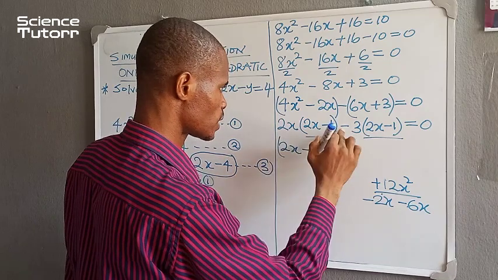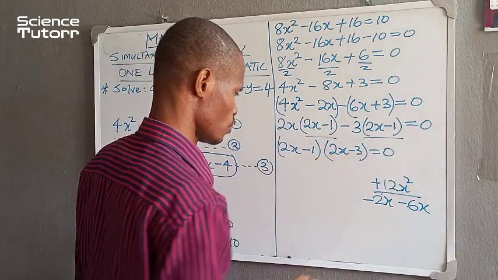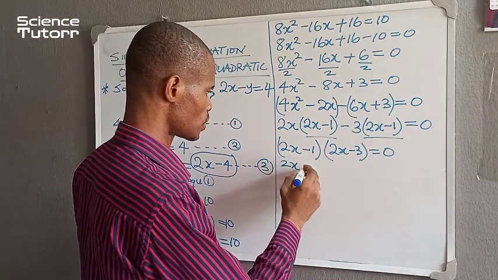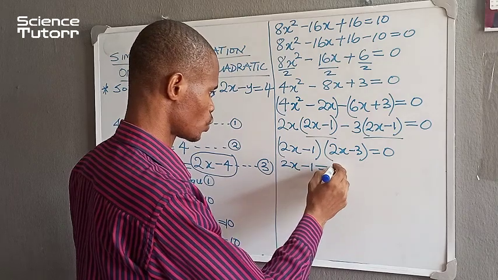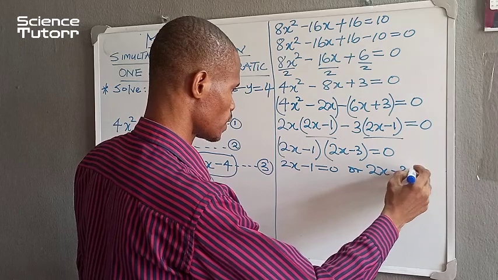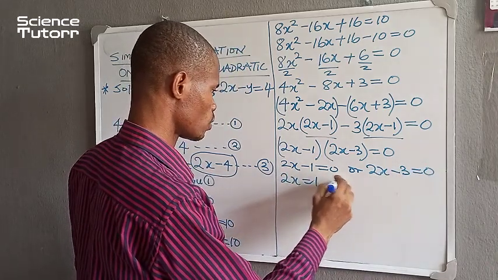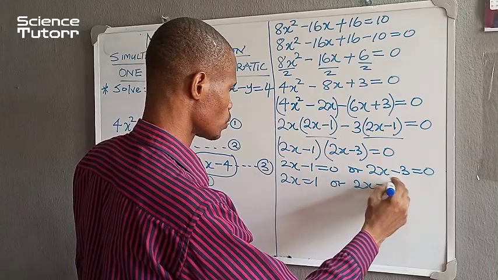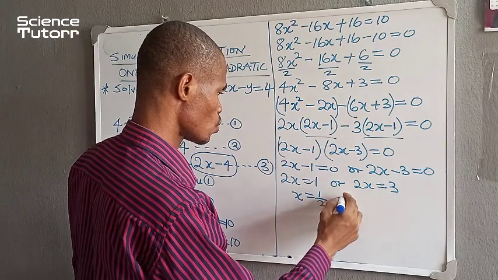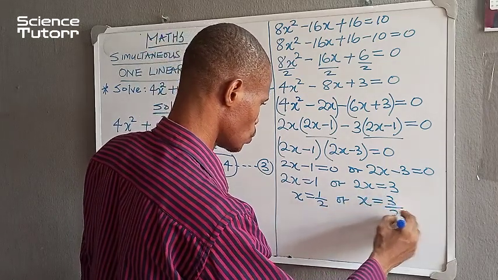So we have 2x minus 1 and then 2x minus 3 equals 0. At the end of the day, we have our two factors. 2x minus 1 equals 0, or 2x minus 3 equals 0. So that makes 2x equal to 1, or 2x equal to 3. Finally, x will be 1 over 2, or x will be 3 over 2.